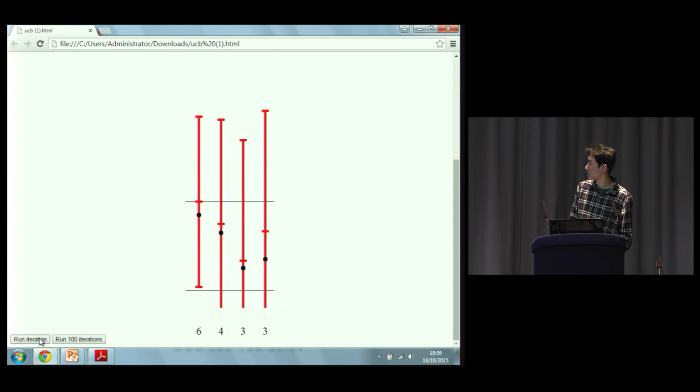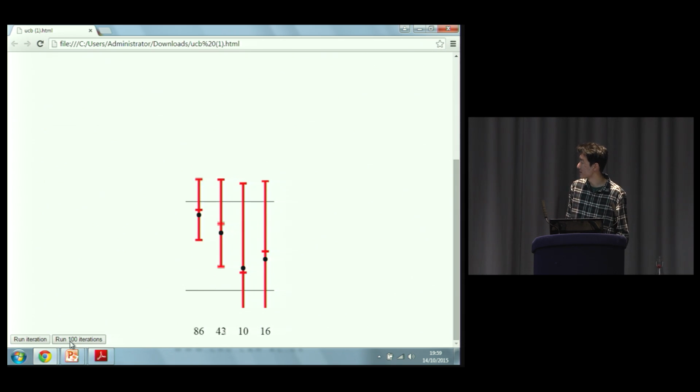you'll see that although at the beginning we're pulling fairly uniformly, you can see already that we're starting to pull arm 1 a lot more. It's not really helped by the fact that we got all 1s from arm 1 so far, which is quite a freak accident. But if we run 100 iterations, you'll see that they start to converge to the true means. But the thing that you'll notice is that arm 1 is getting pulled many, many more times than arm 2 and arm 3 and arm 4.